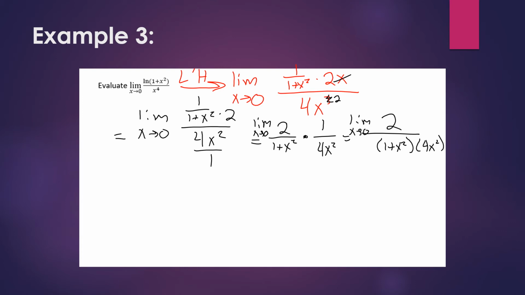So let's evaluate that limit. If I plug in 0, I'm not getting 0 over 0. I'm getting 2 over 1 times 0. That's 2 over 0, and that would be infinity. So this is an infinite limit.